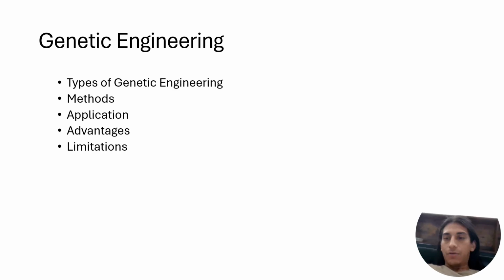So, types of genetic engineering. We have transgenic engineering, which involves the introduction of genes from one species into the genome of another species. We have cisgenic engineering, which is the opposite. It involves the introduction of genes from the same species or a closely related species. Gene editing involves the direct editing of an organism's genome using technologies such as CRISPR or Cas9.